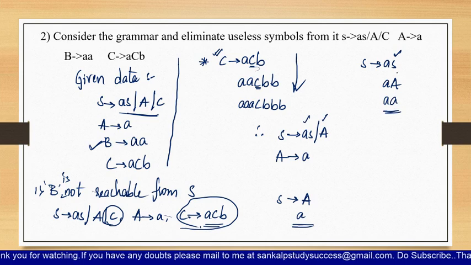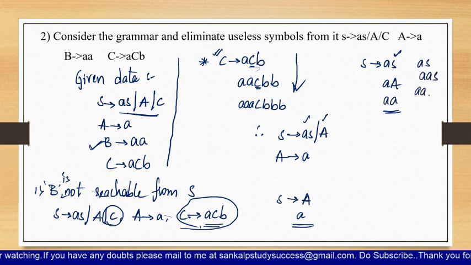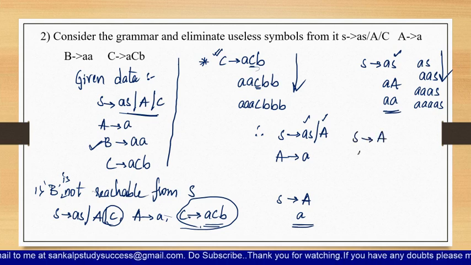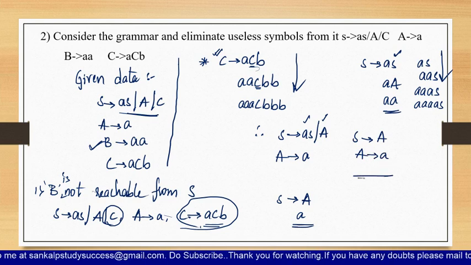There is no problem. But in case you substitute AS with again AS, and AS with again AS, again and again, then we are not going to reach a terminal at the end. So that means AS is not correct, because AS is also a useless symbol. So S tends to capital A and A tends to small a will be our final grammar, which is after reducing the given context free grammar.